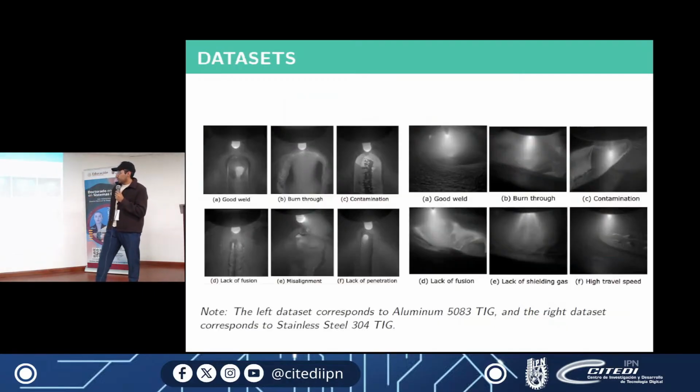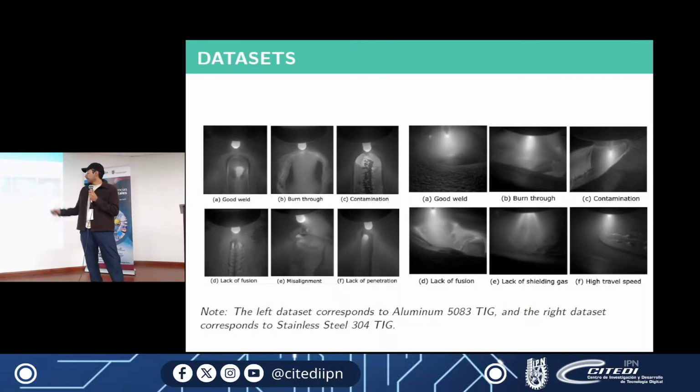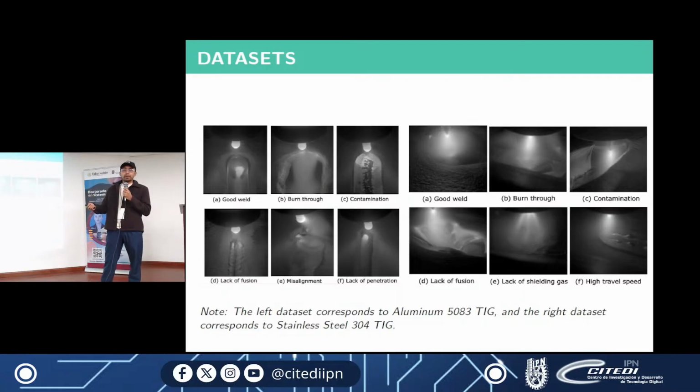For that, we selected two datasets which are publicly available, and you can also take them. These datasets were produced by Fraunhofer, which is a company in Germany. Both datasets focus on welding defects. Here we have the classes. The first corresponds to a dataset called Aluminum 5083 TIG, where TIG stands for a machine which is used in welding. Also, we have another dataset, stainless steel 304 TIG, which is also from the same company.